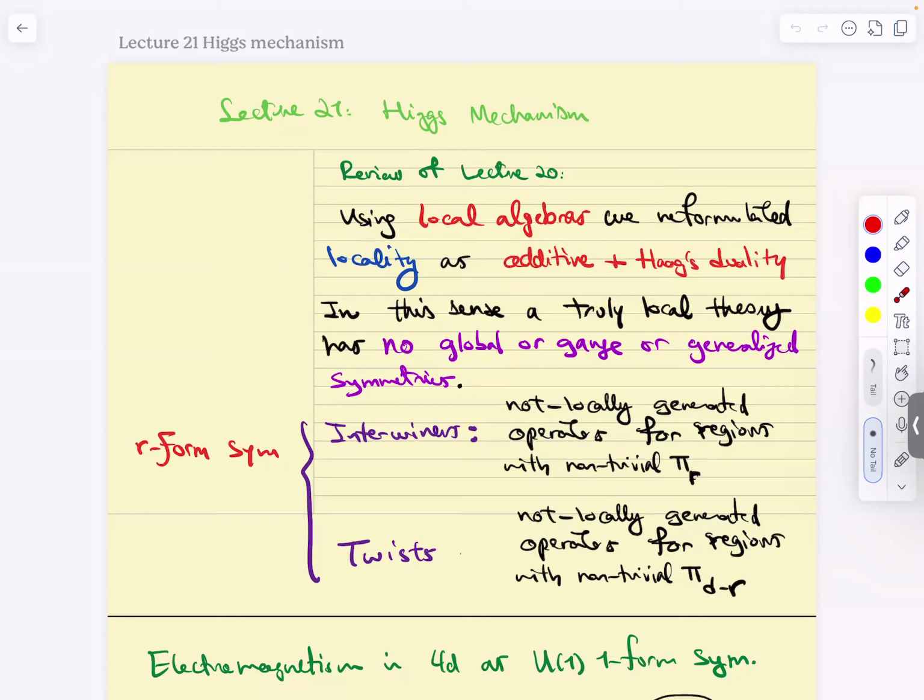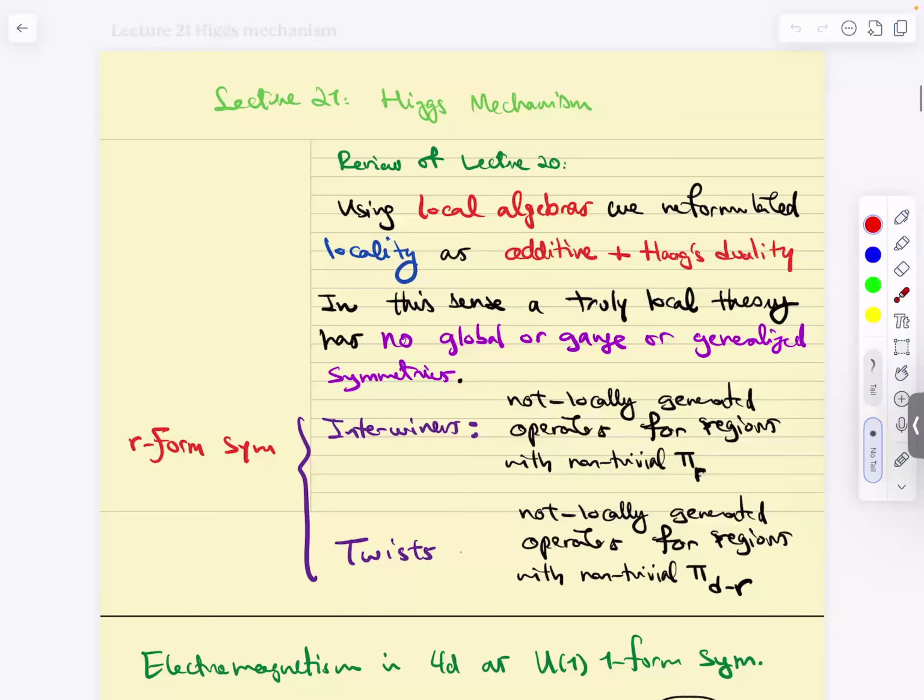We define what R-form symmetries are. So these are theories that have non-locally generated operators for regions with non-trivial pi of R, the fundamental, non-trivial Rth homotopy group, right? And then the twist is the non-locally generated operator associated to the causal complement region, which has non-trivial pi of D minus R.